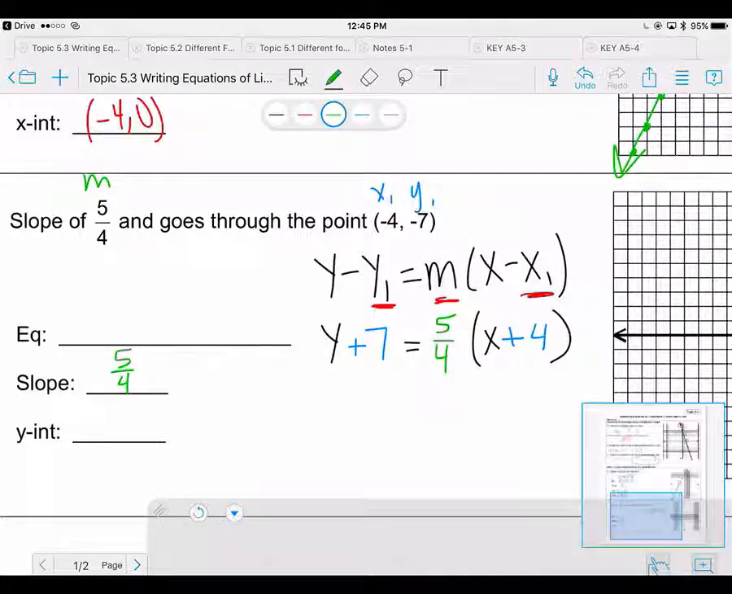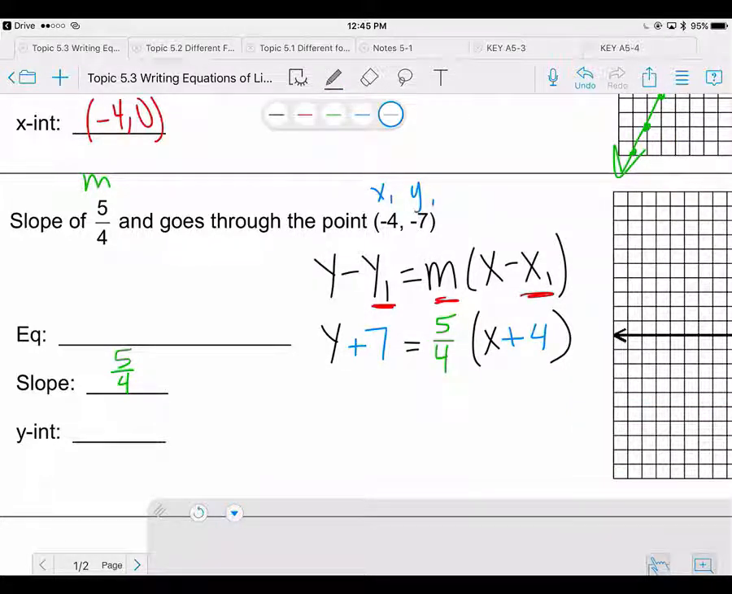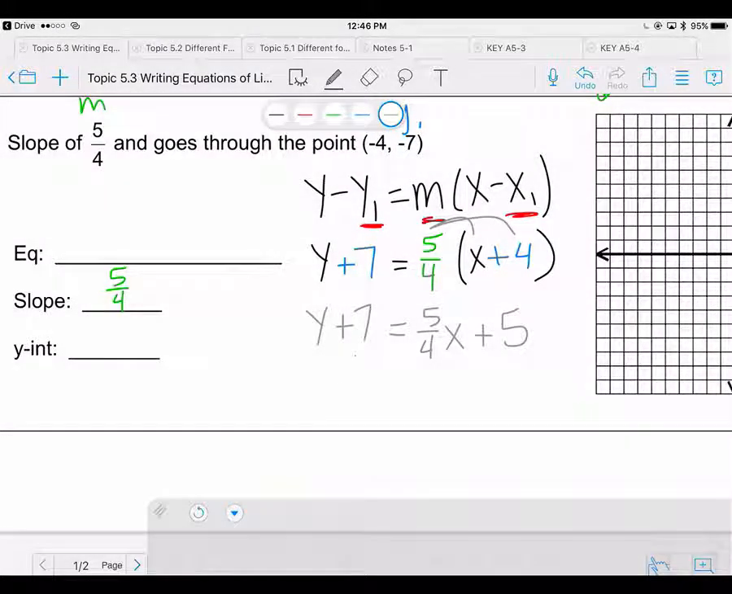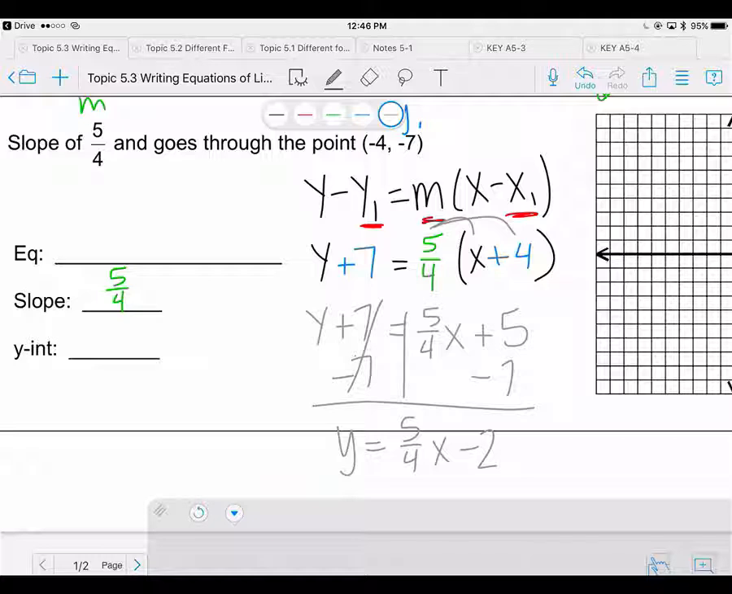Now you could use point slope and solve or convert. So 5/4 times x plus 5/4 times 4. And then subtract 7 from both sides. And y equals 5/4 x minus 2.